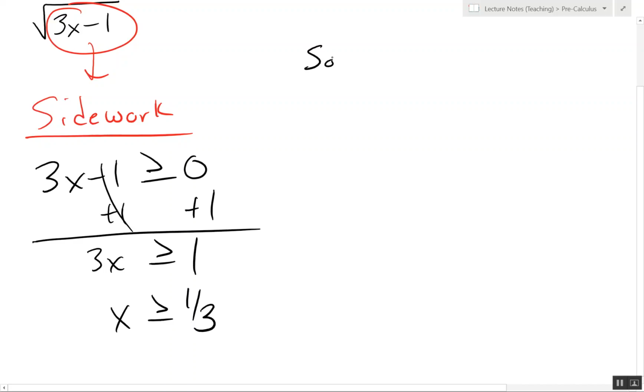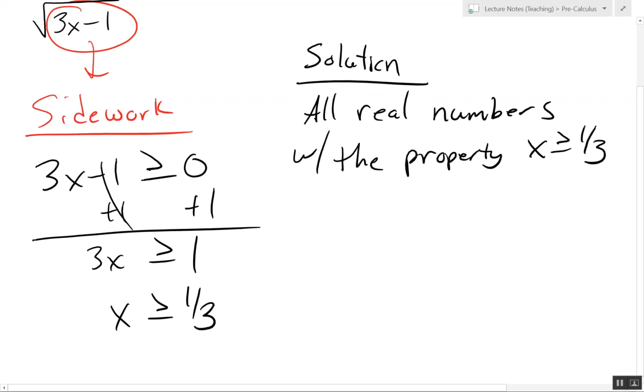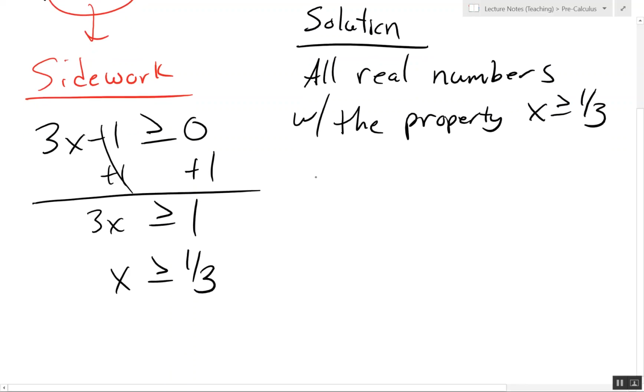So our possible solutions in this case are the following. You can write it in words: all real numbers with the property that x is greater than or equal to 1/3. We can also write this in set builder notation, so we're going to use our weird little bracket here, and this will be the set of x such that x is greater than or equal to 1/3.